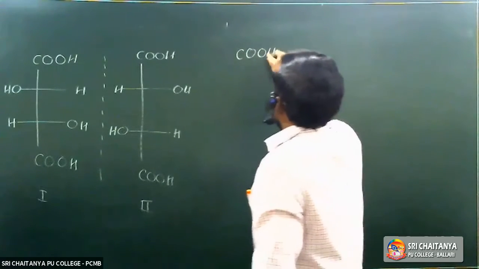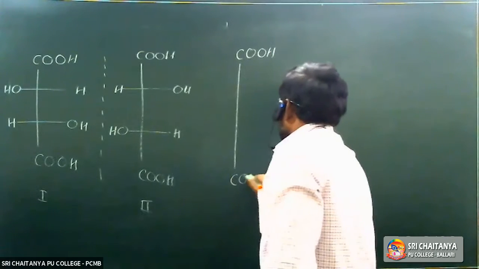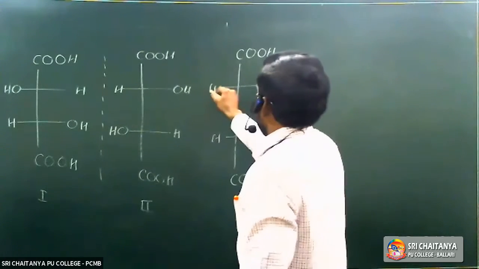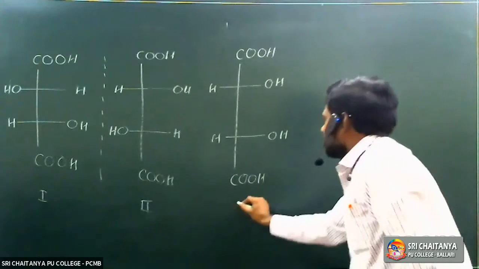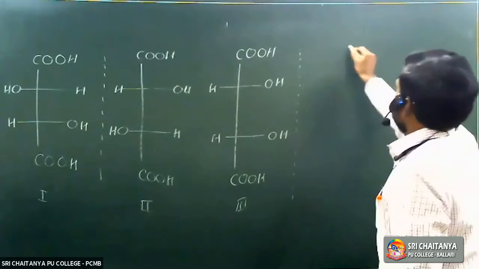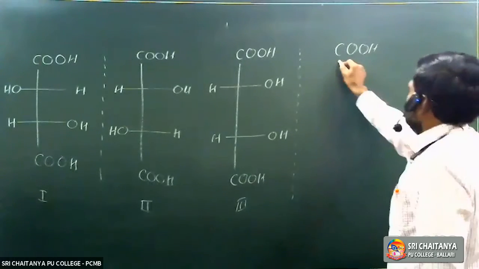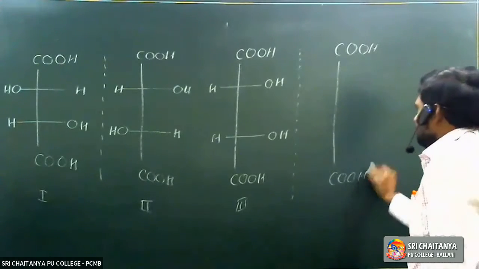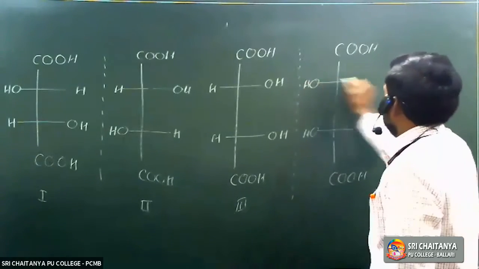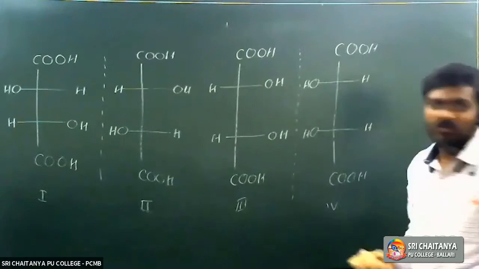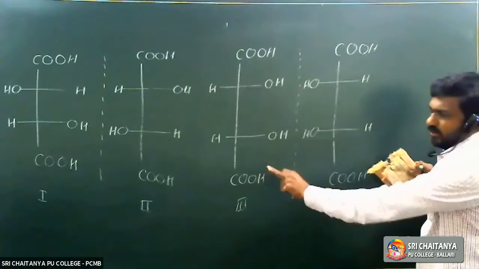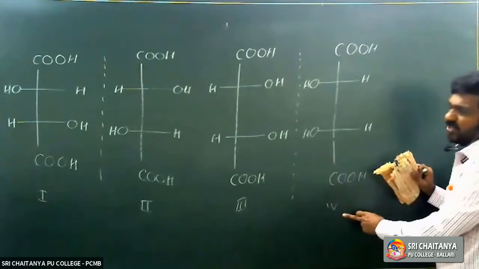Next, the third form: it is COOH, COOH. Next it is hydrogen, OH. It is hydrogen, OH. Next it is the third form. Next, the fourth form, take its mirror image. So it is COOH, COOH. Next it is OH, H. Next it is OH, H. So it is the fourth compound. 1 and 2 are mirror images, 3 and 4 are mirror images. So 1 and 2 are enantiomers, 3 and 4 are enantiomers.